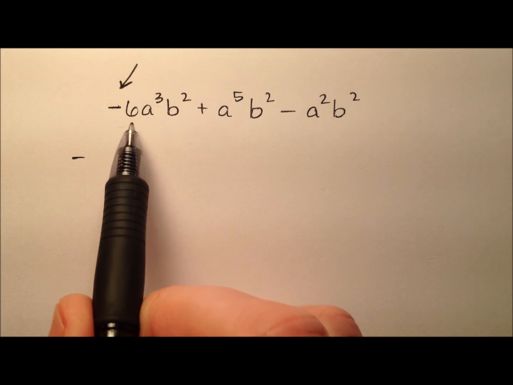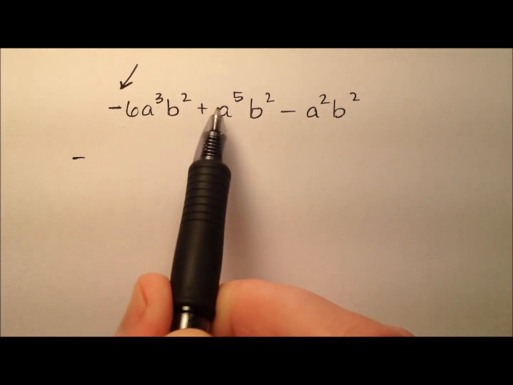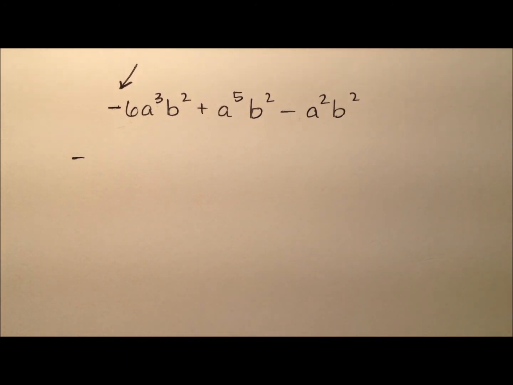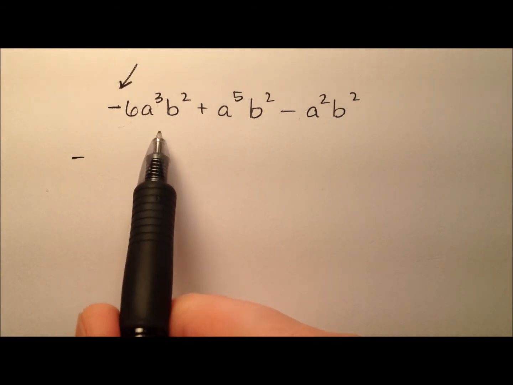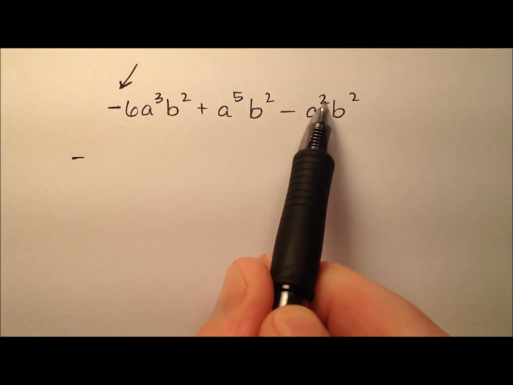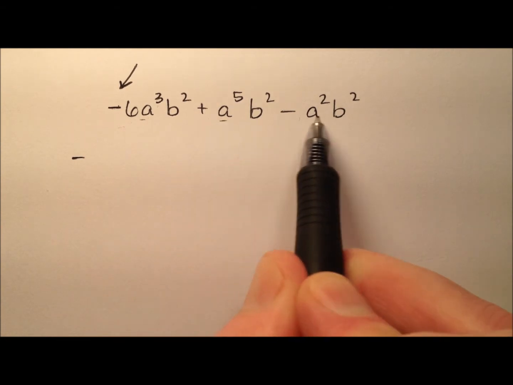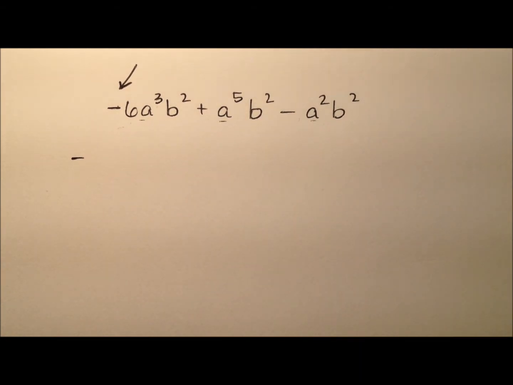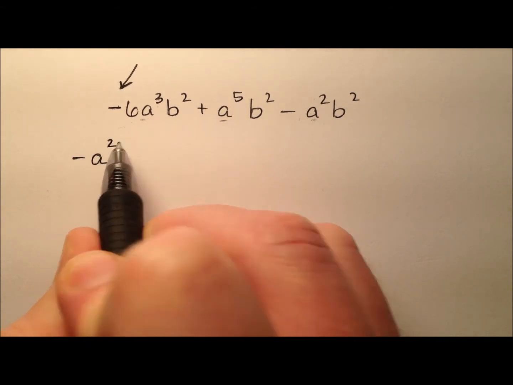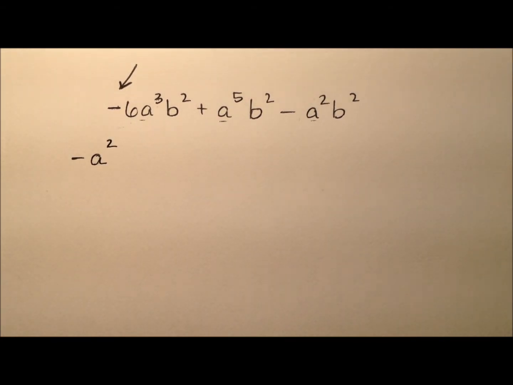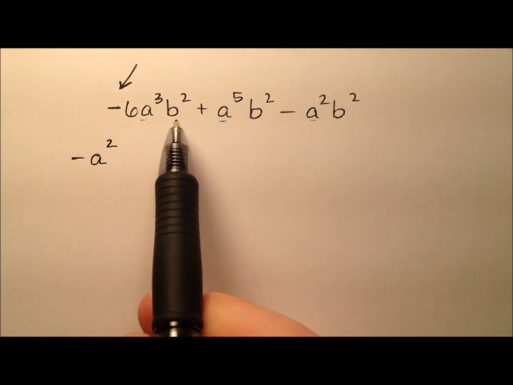Okay, so numerically we have coefficients of 6, 1, and 1. So I'm going to say numerically the greatest common factor is just 1. So I'm not going to bother putting that 1 out there. So let's talk about the a's next. So we have a cubed, a to the fifth, a squared. So every single term has an a in it, and the exponents are 3, 5, and 2, so the smallest of those is 2. So I'm going to say the greatest common factor will be a squared as far as the a's are concerned.